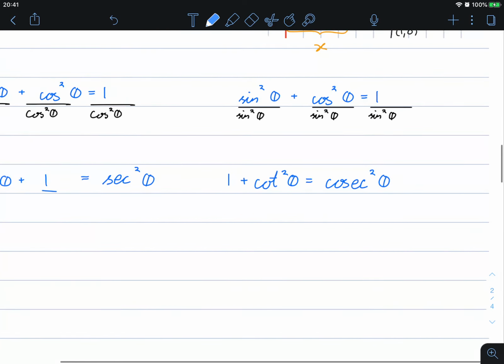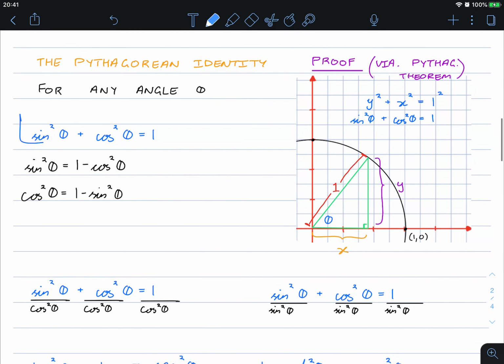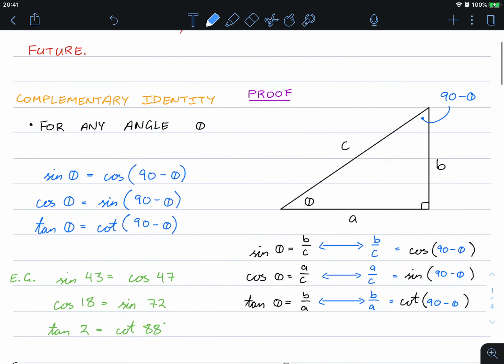So, it's a little mnemonic for you to remember, but mainly we should be remembering this Pythagorean identity, the tangent identity, as well as the complementary identities.